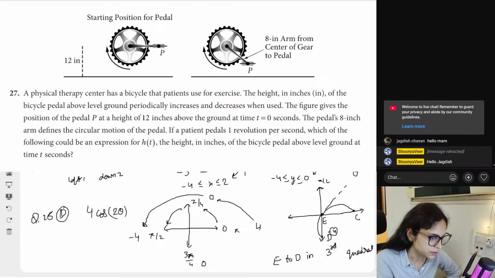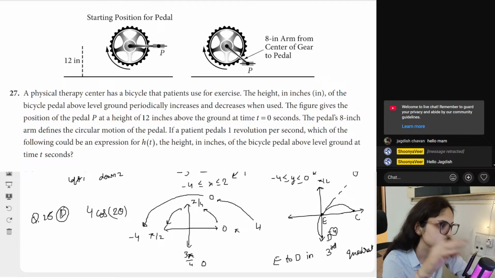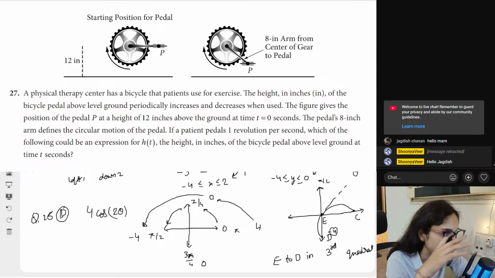Now 27th. A physical center has a bicycle that patients use for exercise. The height above level periodically increases and decreases. So when t is equal to 0, it is at 12 inches. And the pedal's arm is 8 inches. That means you can go 8 up or 8 down. If the patient pedals 1 revolution per second, so you're completing the entire revolution in 1 second.